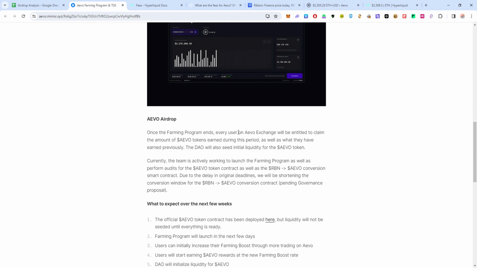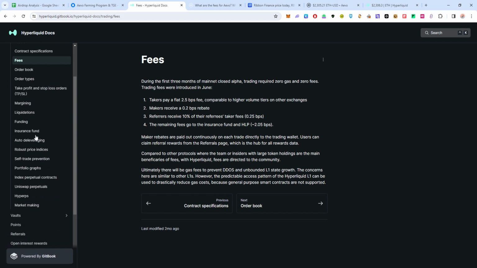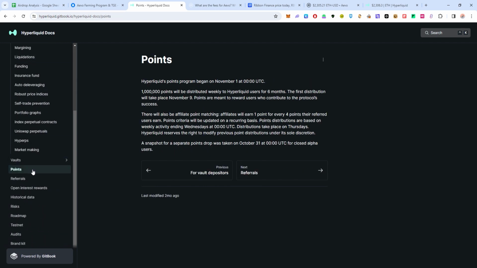The second thing that I want to talk about is Hyperliquid. Before we talk about the fees, I'll talk about the points first. If you look at the points, it states here that 1 million points will be allocated to Hyperliquid users per week for 6 months.